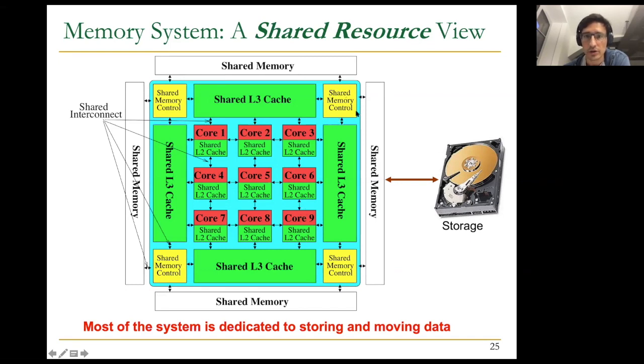And it's not only that, it's also the memory controllers as well. So observe that most of the area of the system is devoted to storing data. So it's devoted to data and to the data access and data movement.